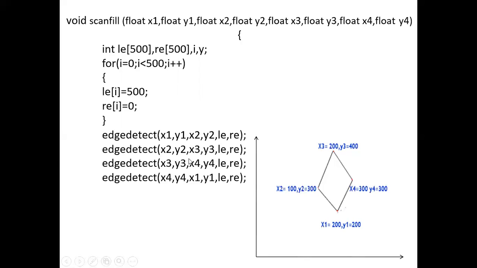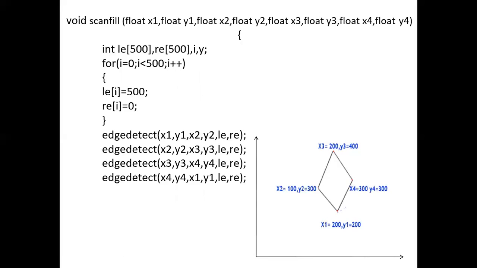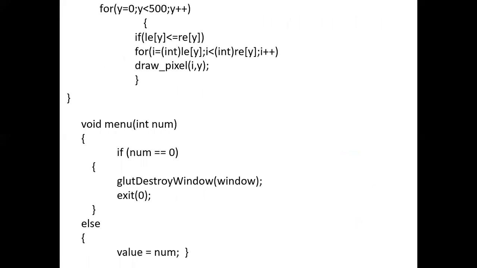So that is why this scanfill function in turn calls your edge detect function, right? So then we have for y equal to 0, y less than 500, y plus plus, right? So always we have to fill from bottom to top, right? So that is why we are going from 0 to 500, right?